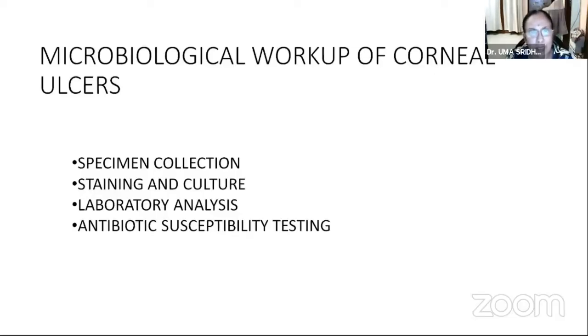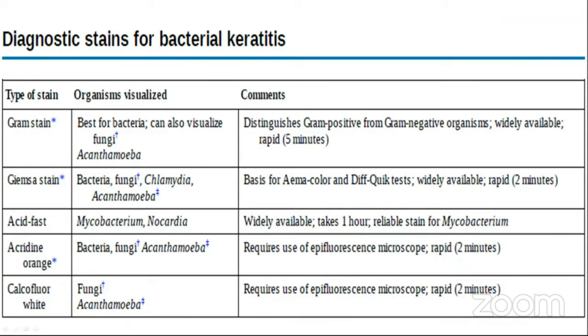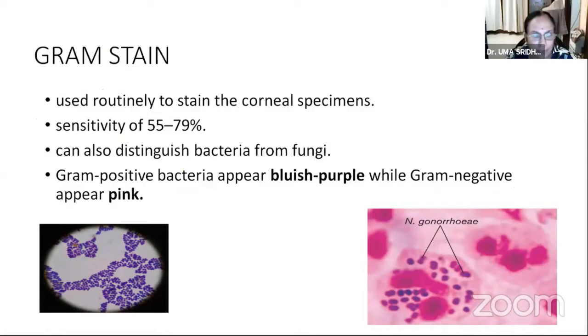Okay, so it is microbiological workup of corneal ulcers. I will keep it very brief so my other speakers get enough time, and let's make it very practical. We know the gram stain. Now you can see my slides, I hope. Yes, ma'am. So gram, Giemsa, acid-fast, acridine orange, and calcofluor white.